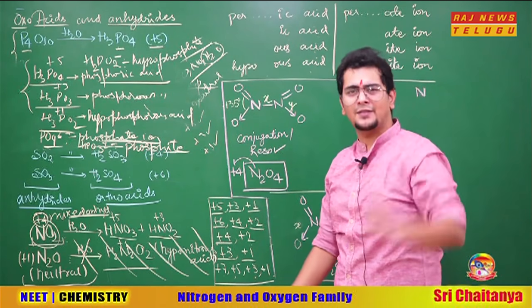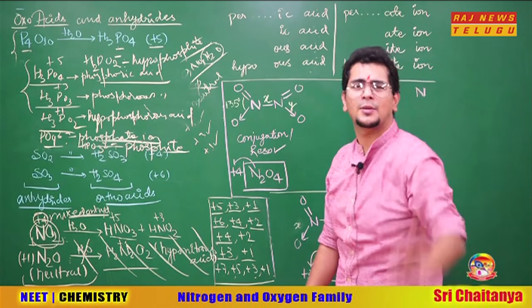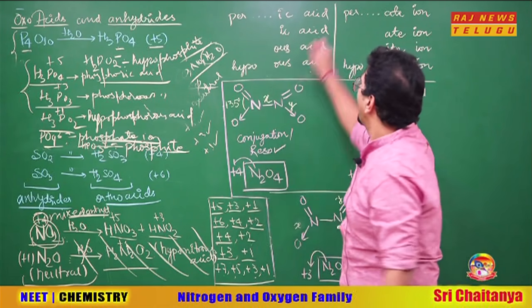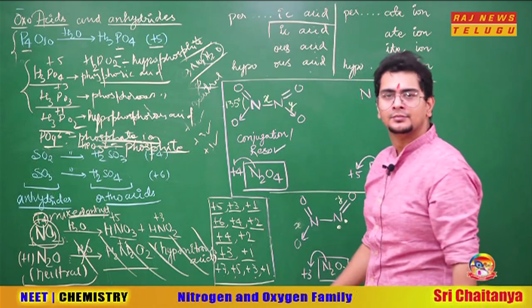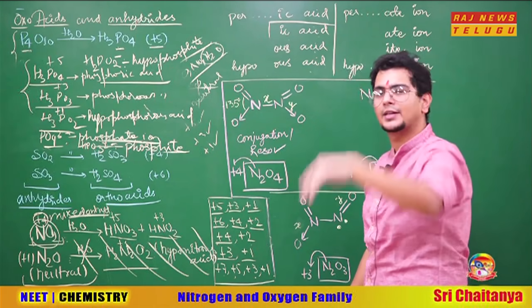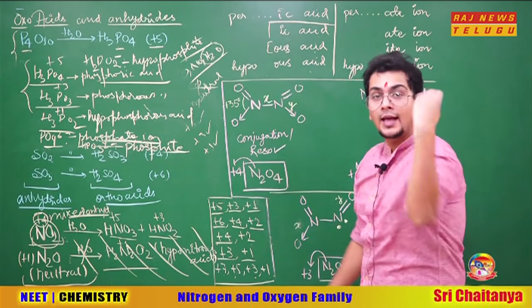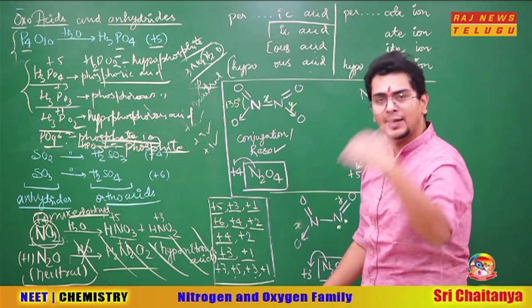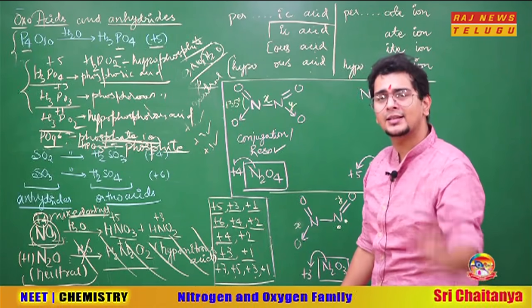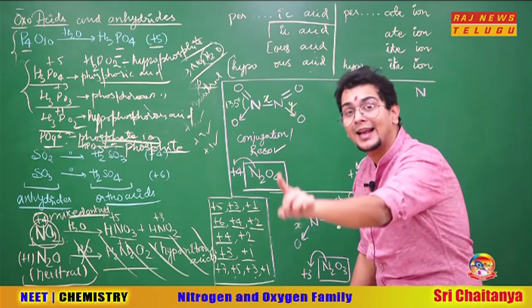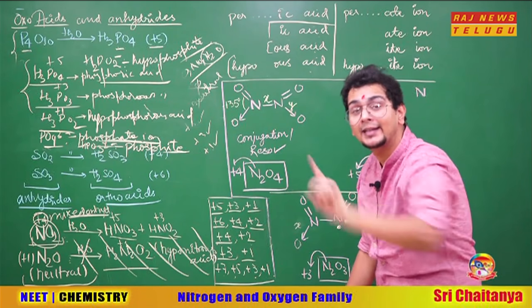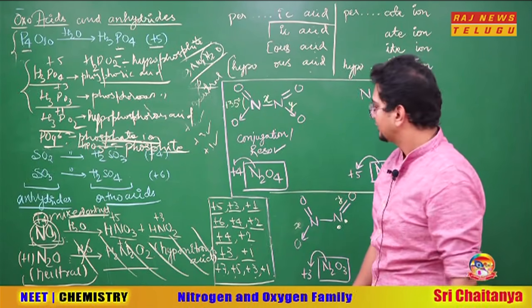Ic acid, whenever the halogen family will come, before that don't worry about ic acid. So in this topic, the highest oxidation state is ic, per-ic is later on to be used in group 17. Lower oxidation state, and the lowermost is hypo-ous. Similarly, nitric, nitrous and hyponitrous acid. So the anions will be nitrate, nitrite and hyponitrite ion.